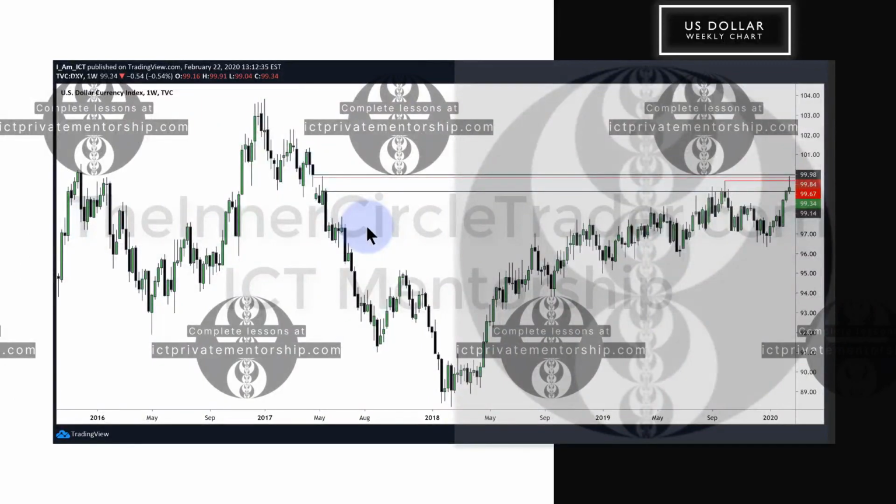And then once I go through that, then I go through and look for liquidity pools. Anything above an old high, equal highs. It can be a single high. It doesn't have to be equal, relative equal highs. And the same thing for the lows. It could be a single low or a relative equal low.